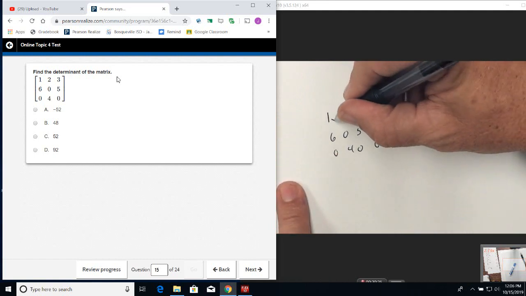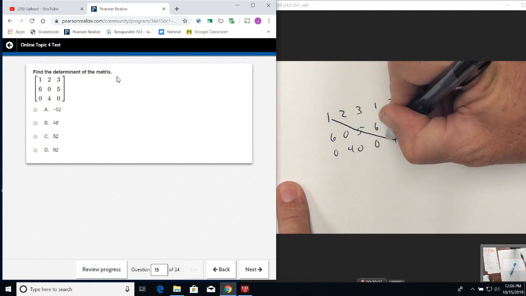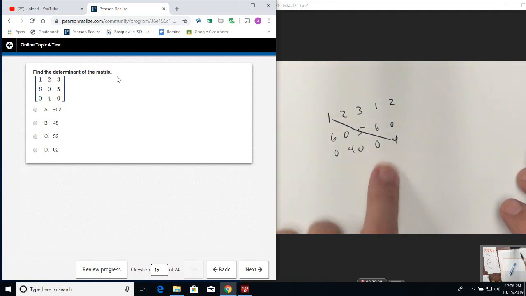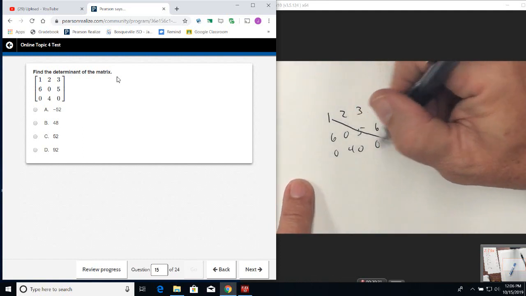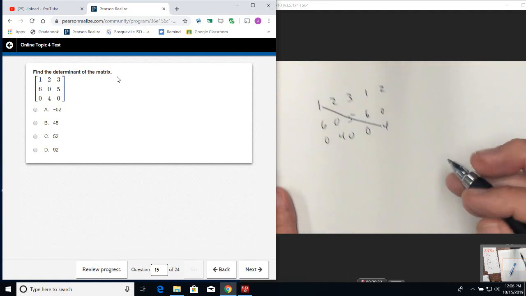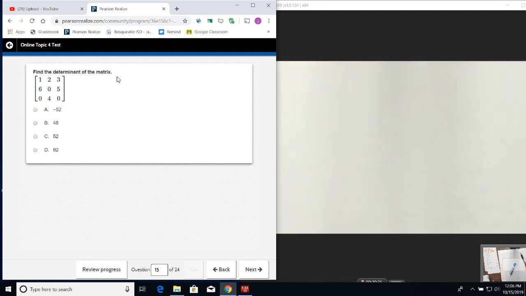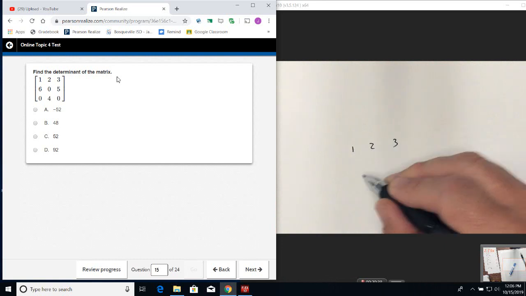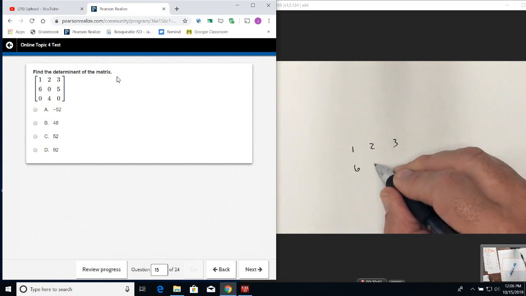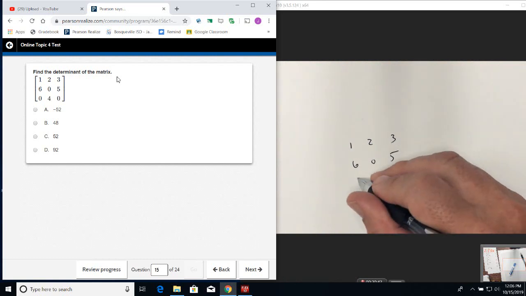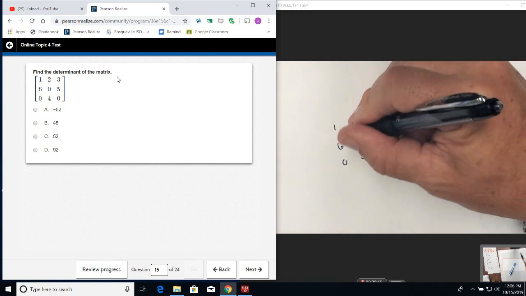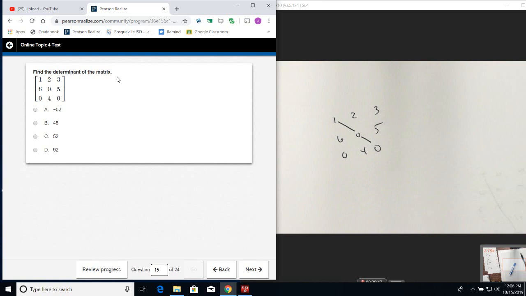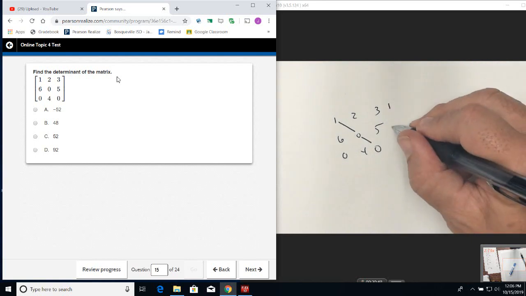And then now do your main diagonal, which is 1 times 5 times, oop, I messed that up completely. Let me start over. I didn't have it lined up at all. 1, 2, 3, 6, 0, 5, 0, 4, 0. There's my main diagonal there. And then recopy this 1, 6, 0.